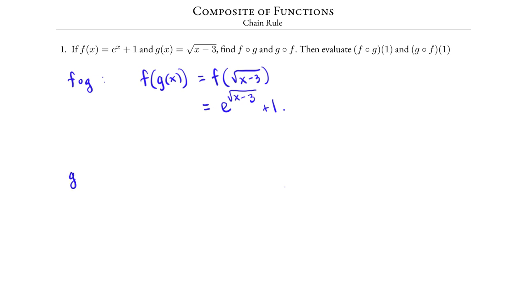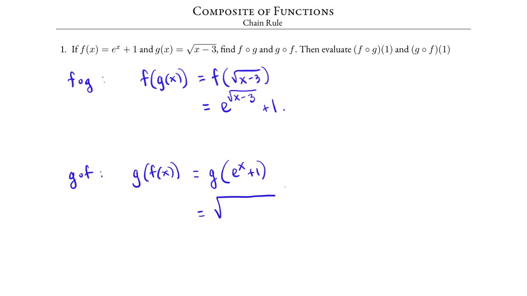Second, g∘f by definition is g of f of x, in this order. Again, replace the inner function. The inner function is f of x, which is given as e^(x+1). This will be the input of the function g. Then we go to the function g, which is the square root function. We will replace x with e^(x+1).